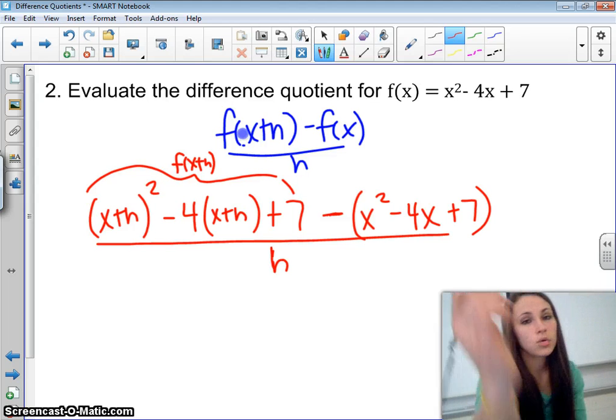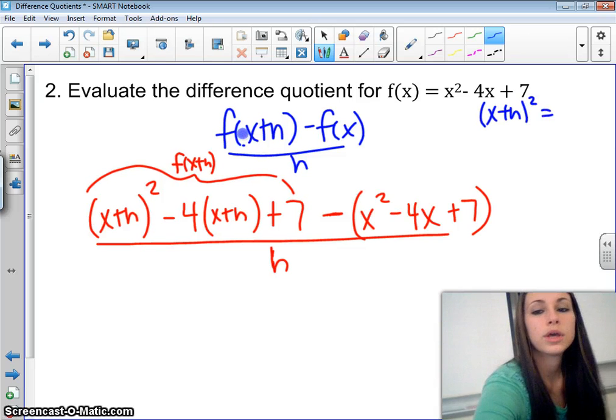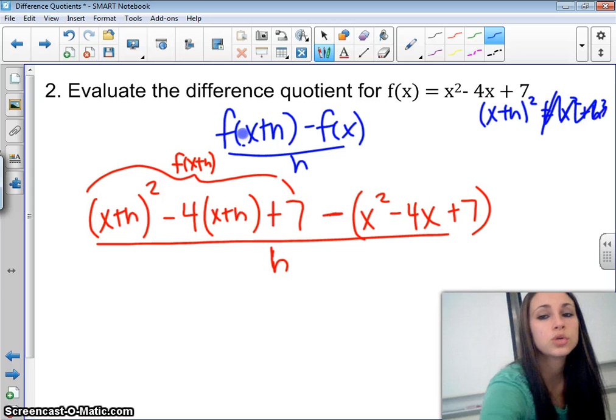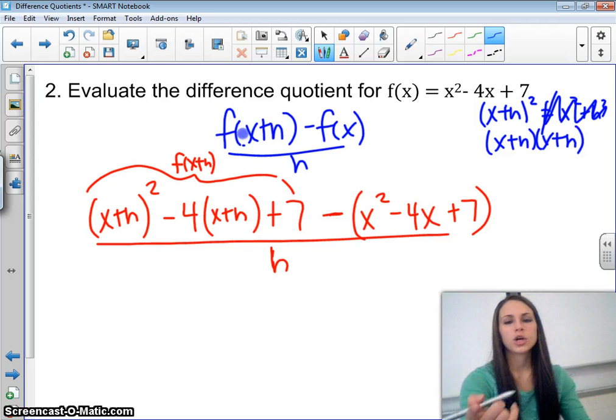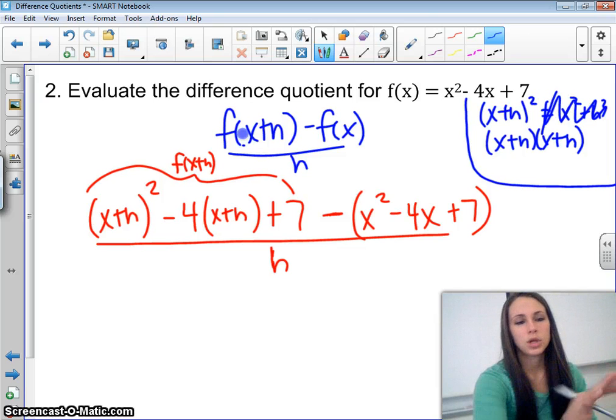Now, in order for me to multiply this out, do not get this, x plus h squared, confused with x squared plus h squared. Those are not the same. So this is not what you can do. That is wrong. What you would need to do is take x plus h, write it out twice, and then you would FOIL that. I'm going to go ahead and FOIL it over here in the corner for my little side work, and then put it back into my problem.